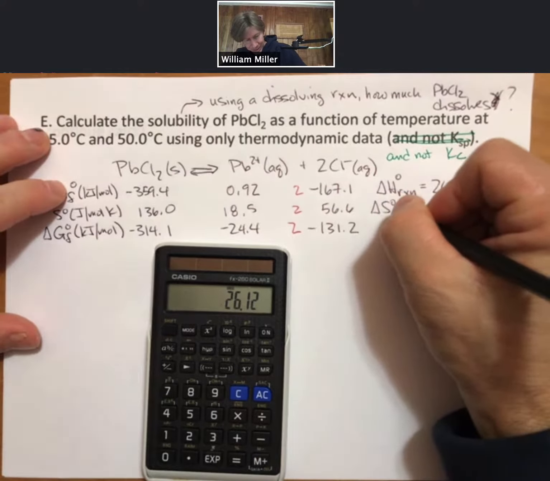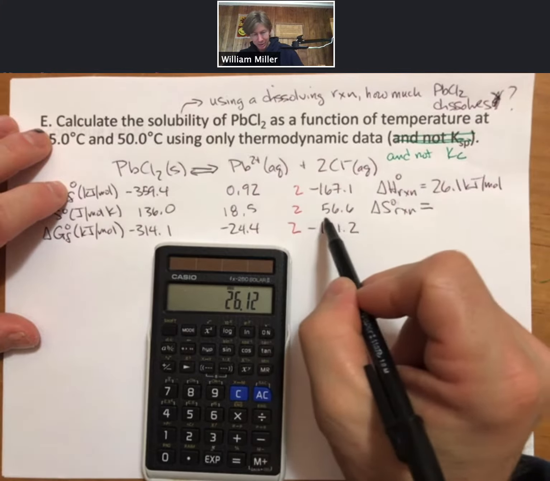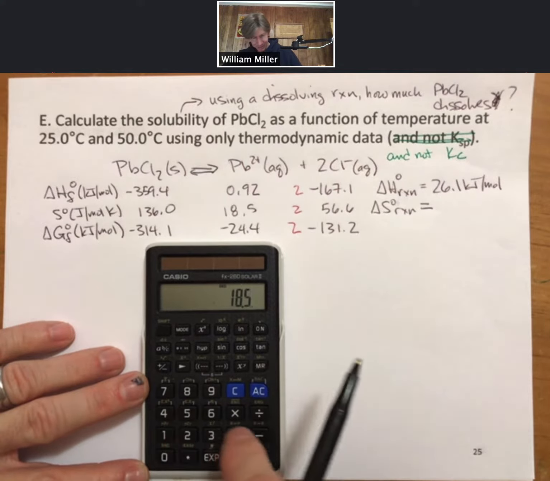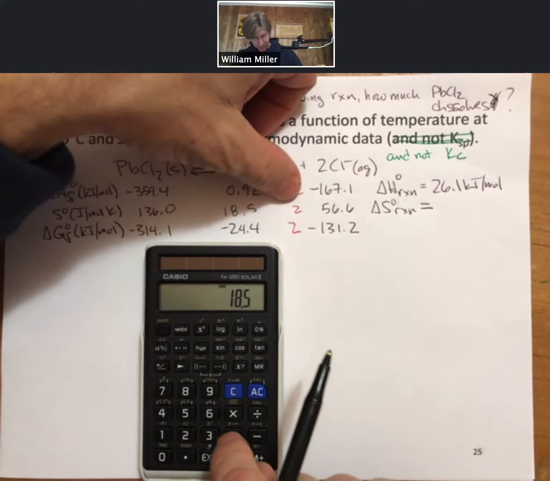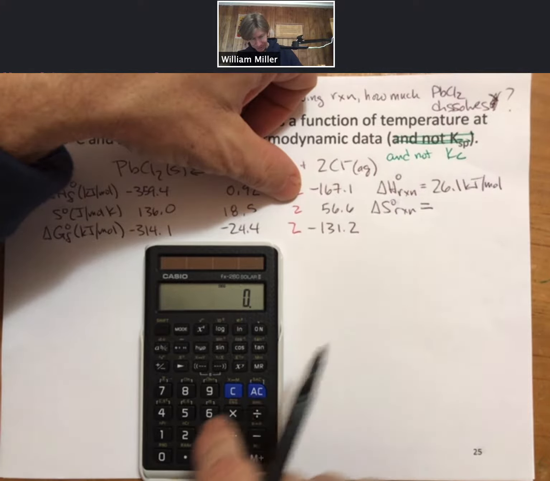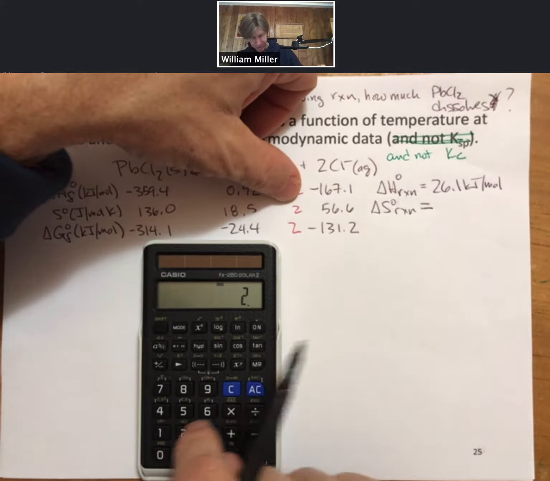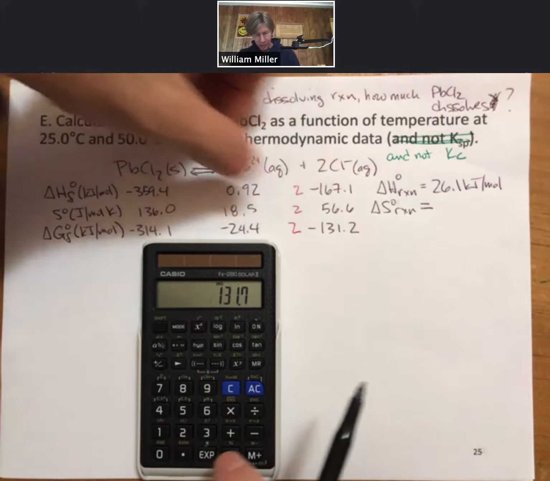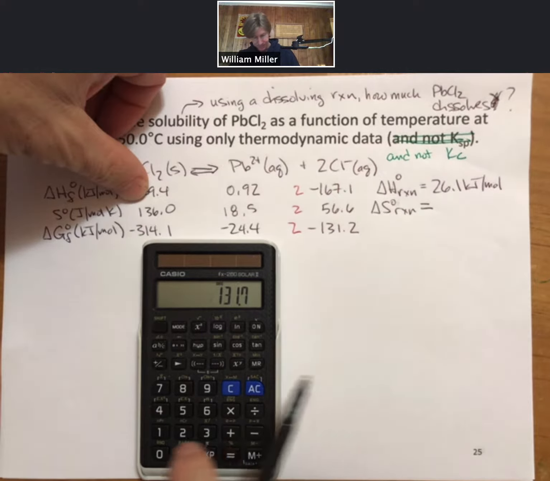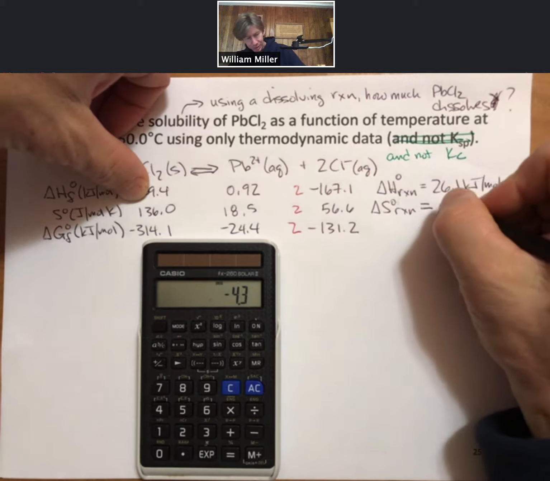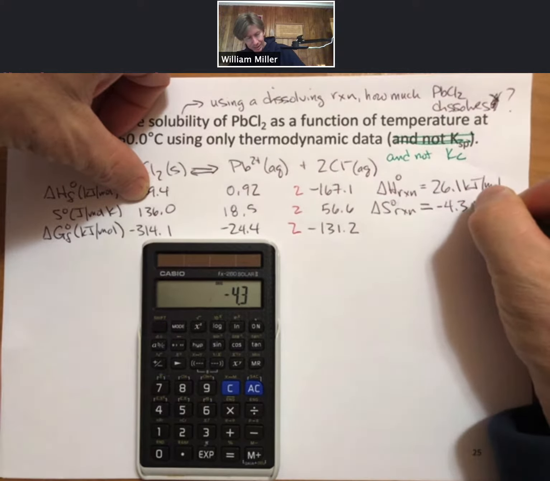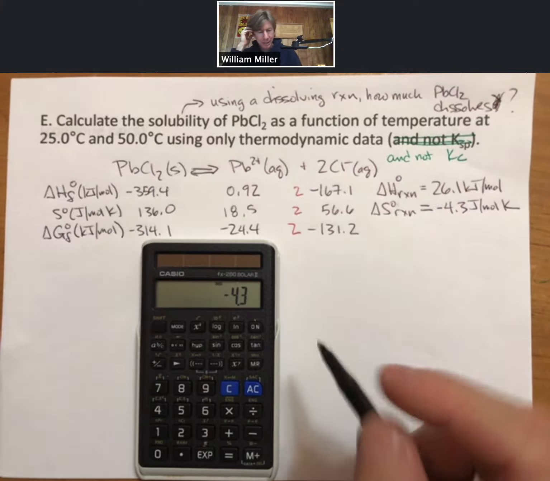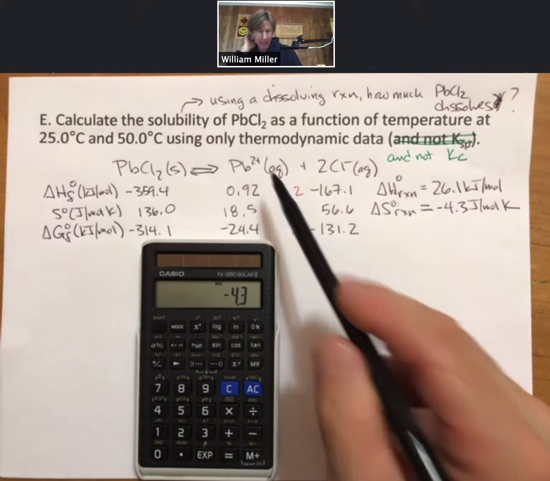Delta S naught reaction. Well, we're going to aqueous species from a solid. Let's see how this turns out. 18.5 plus 2. Whoops, let's try that again. 18.5 plus 2 times 56.6, 131. Wow. Minus 4.3 joules per mole Kelvin. That's a bit surprising. Probably has something to do with this low number for the lead ions.